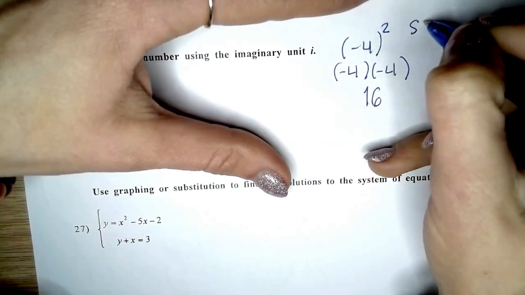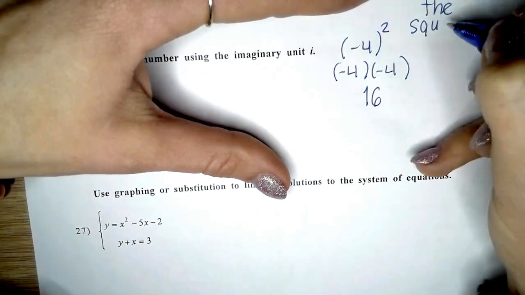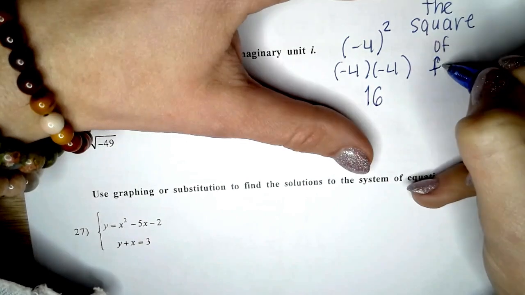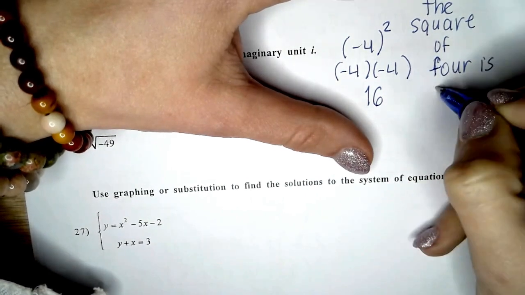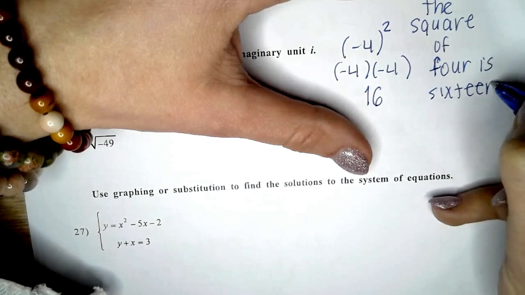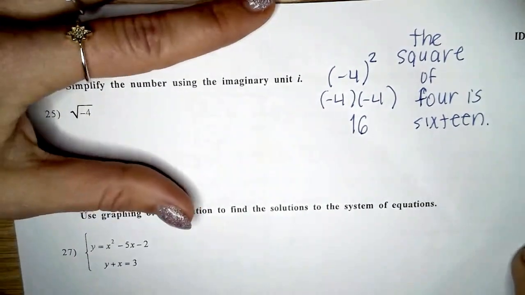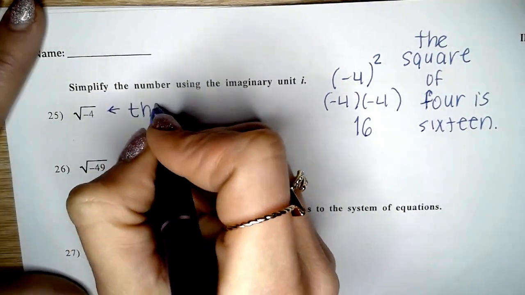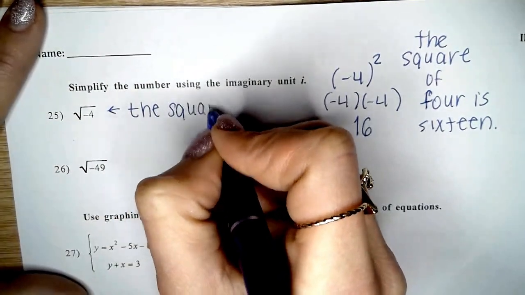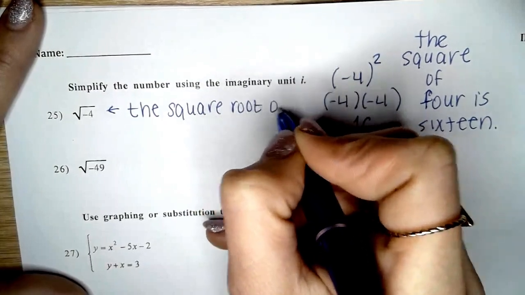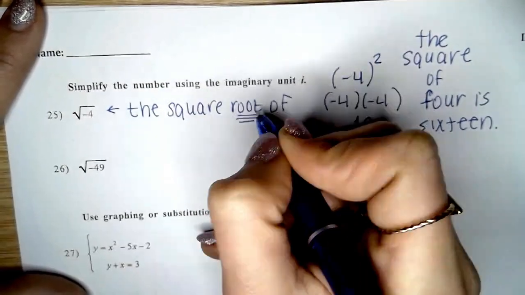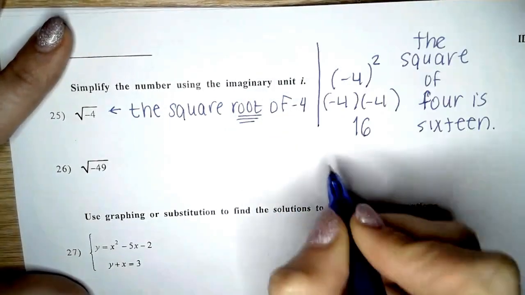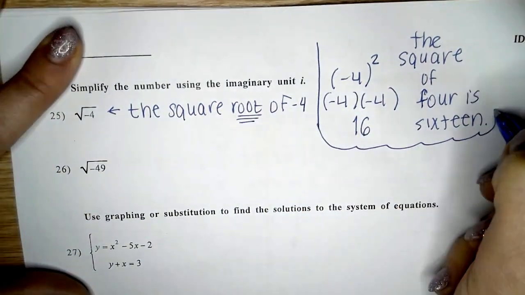That is the square, so I'm gonna write this out with words. The square of -4 is 16, right? But this, the square root of -4. That big word root, roots are where you come from. So I'm just going to draw a line to separate that.